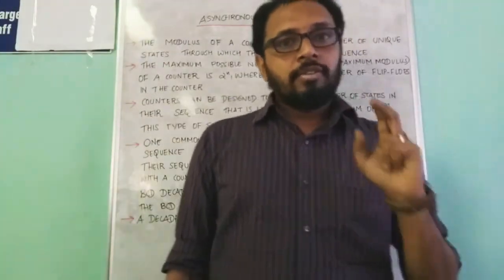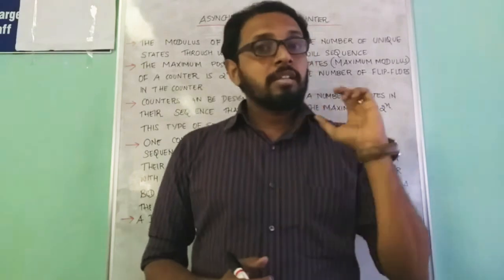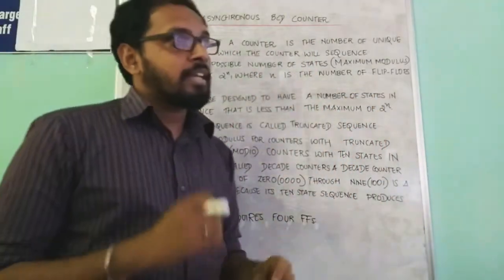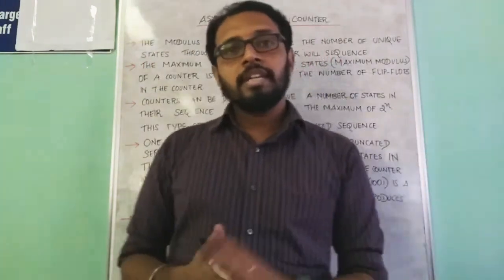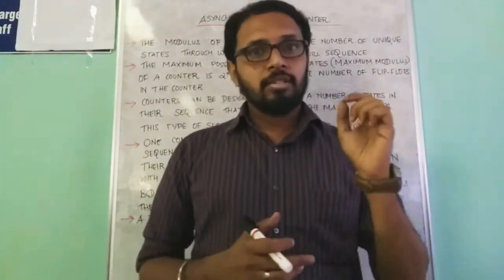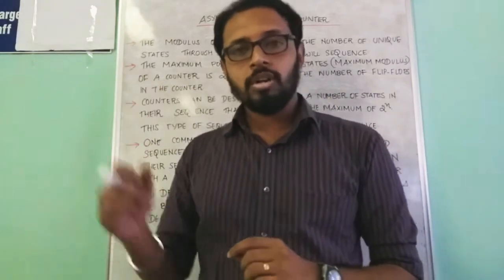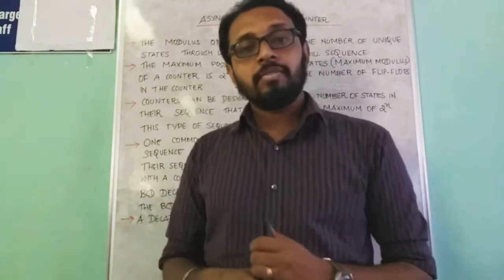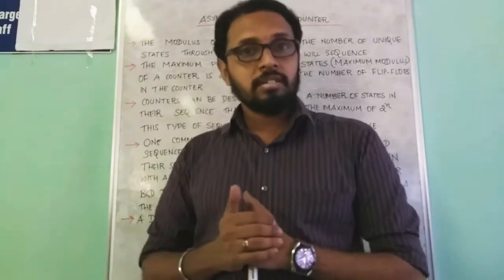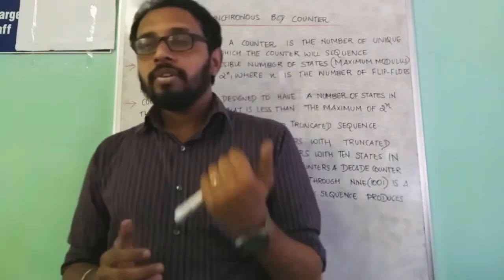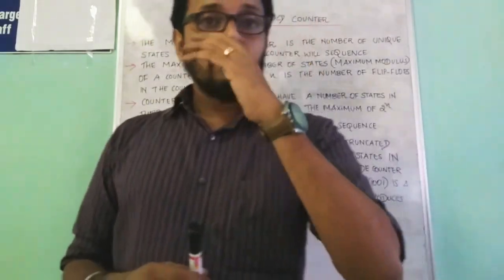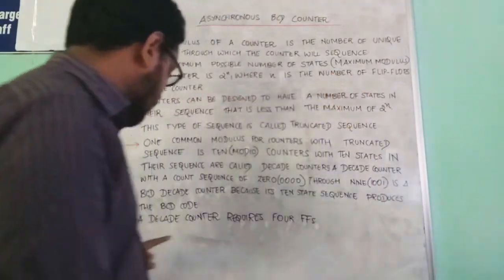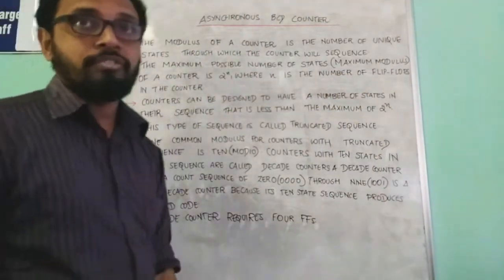What we need to understand from all these cases is the significance of 2 raised to n, where n is the number of flip-flops. In the case of the BCD counter, 0 to 9, that is 0000 to 1001, is considered the valid states, and the rest of the values are considered invalid states, right? So the last statement I have written is: the decade counter requires 4 flip-flops.